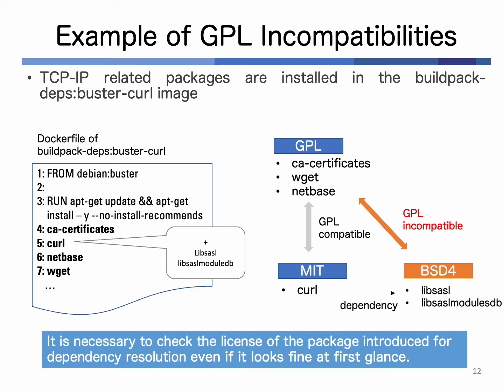An additional survey of container images with compatibility problems showed the most common license combinations were GPL and BSD4 license. One of the causes of compatibility problems is the automatic build by buildpacks. For example, in the Dockerfile of the buildpacks curl images, 4 TCP/IP related packages are installed by the apt command. These packages are under GPL and MIT license, so compatibility is not a problem. However, curl has a dependency on libsasl, which is licensed under BSD4 license.